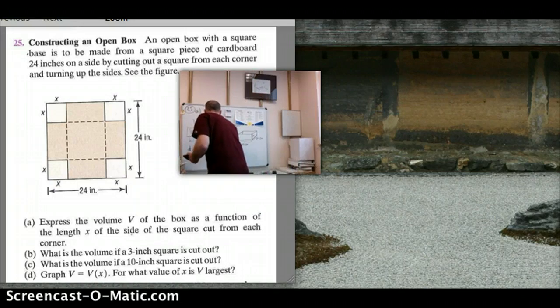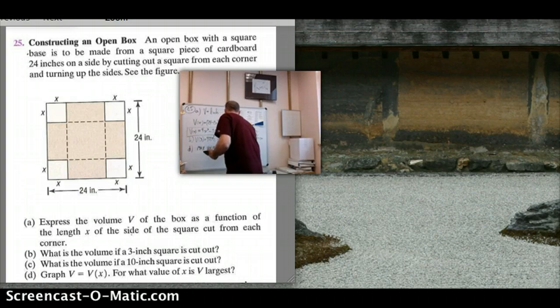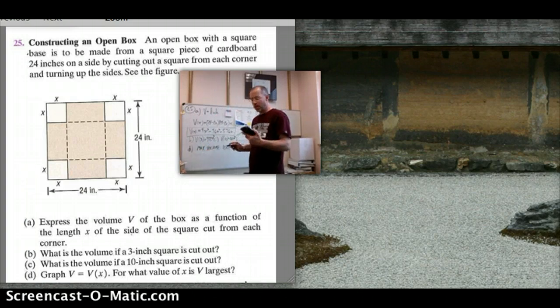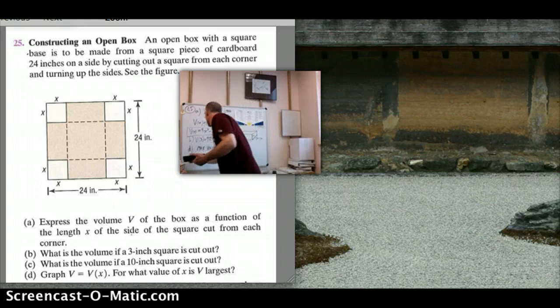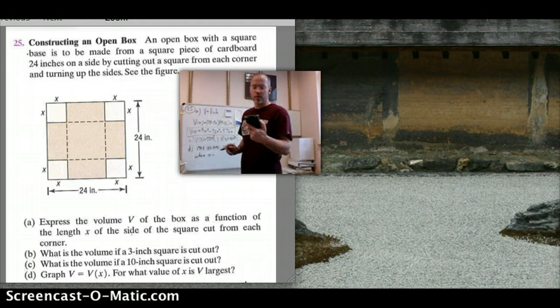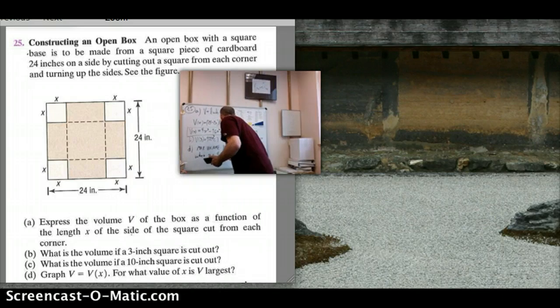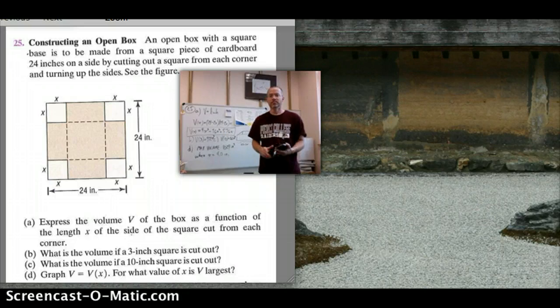Maximum volume: 1024 cubic inches when x equals 3.99999, or 4.0 inches.